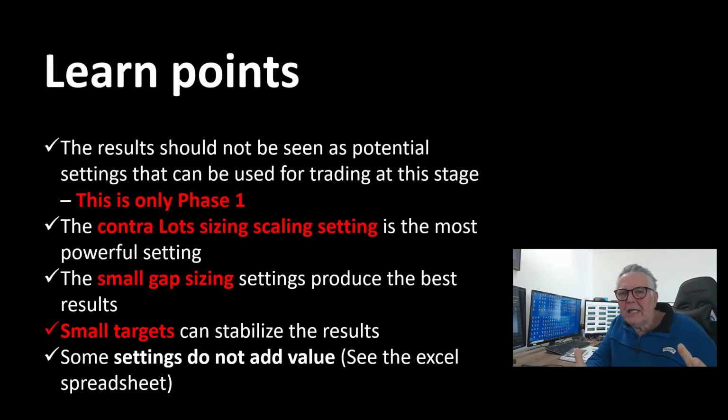Now, the counter lot sizing setting seems to be the most sensitive one at this stage. It still needs to be verified in many ways, but that certainly has focused our attention on that particular setting. The small gap sizing was also quite a surprise that came out of this exercise. Normally we would be looking at gap sizing of about 20 pips or so. The optimization didn't tell us that, and having small targets coupled with a small gap size seemed to be the formula if you want to have exceptional results.